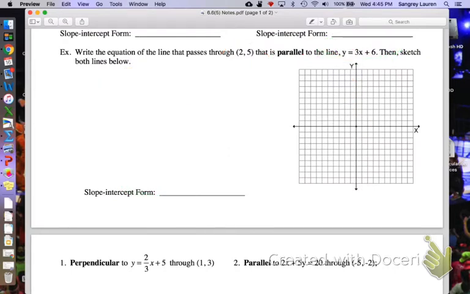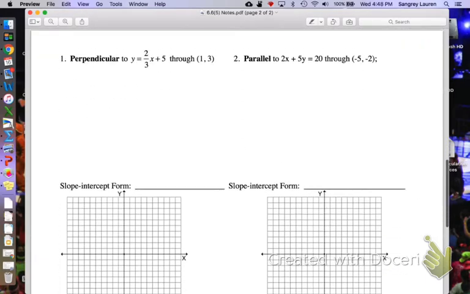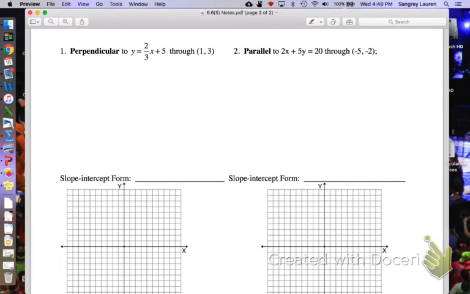Alrighty. On the back, look at the bolded words. We have perpendicular and parallel. So number 1, this is a perpendicular problem. Number 2 is a parallel problem. So we have to make sure we're getting the correct slope. So here is line number 1. We always steal slope from line number 1. So the slope is 2/3. So I'm going to put the slope next to the point and box it up.